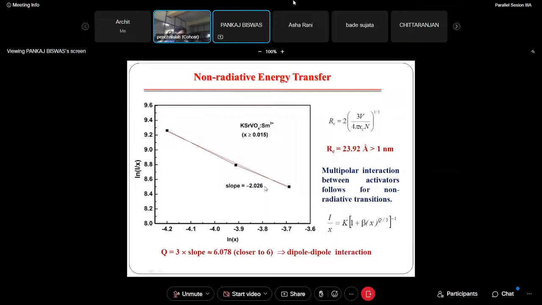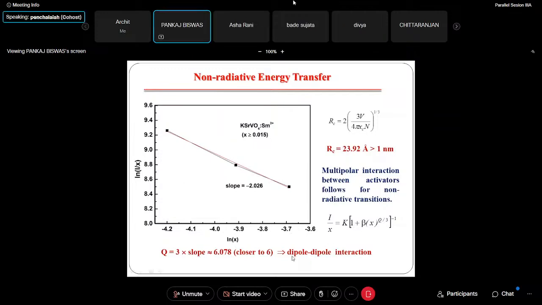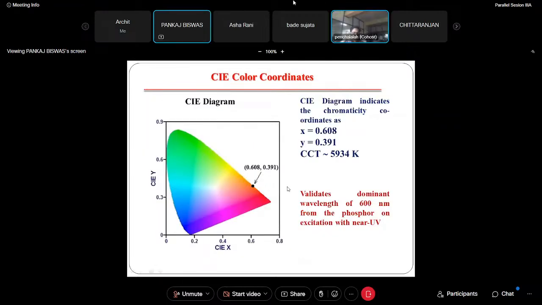Non-radiative energy transfer was also studied, where we found multipolar interaction taking place between the activator ions, which were responsible for the non-radiative transitions. From the reciprocal of the slope, we found the kind of interaction between the activator ions to be dipole-dipole interactions. And the CIE color coordinates were also obtained. In the color gamut, you see it is about 0.61 and 0.39.